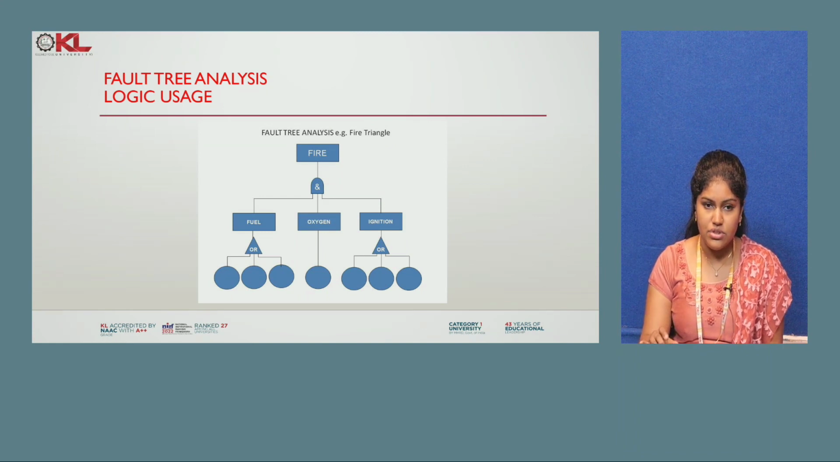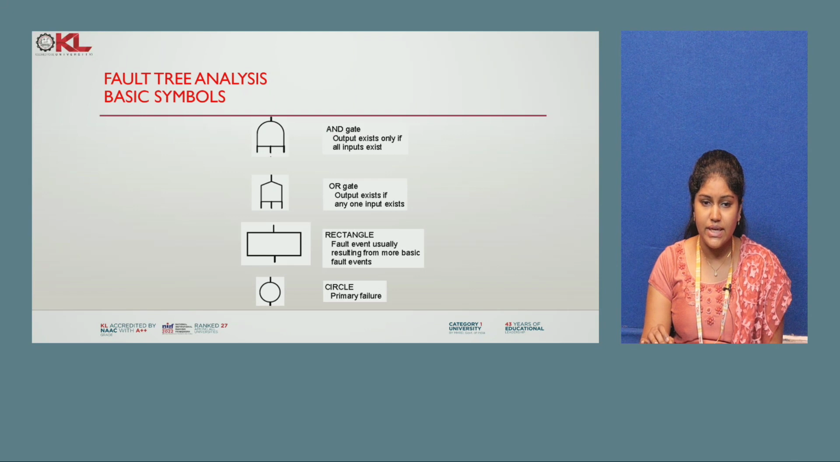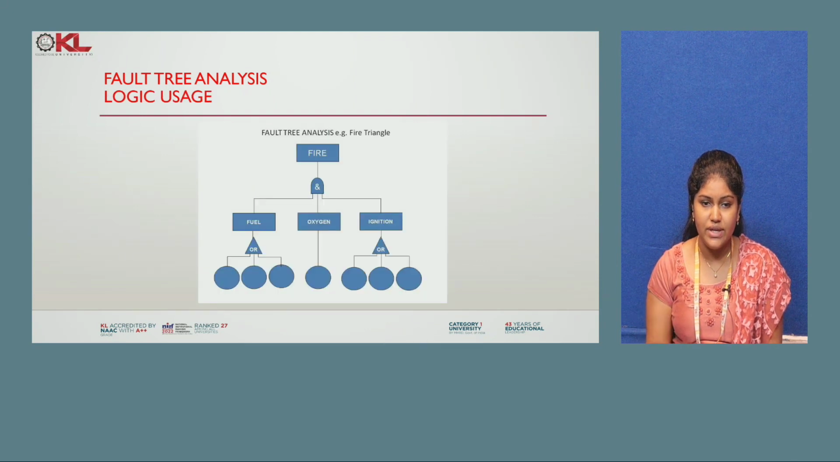In the case of oxygen, the circle is a primary failure. So it is shown as a primary failure. And next also an OR gate. So if any one input is there, then output is coming. So this is what fault tree analysis is.